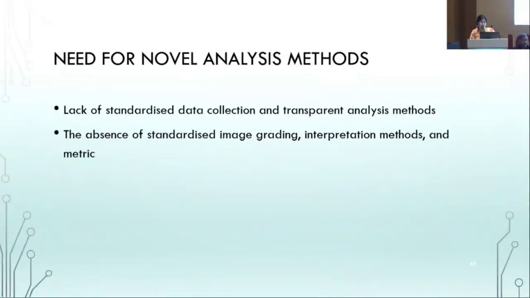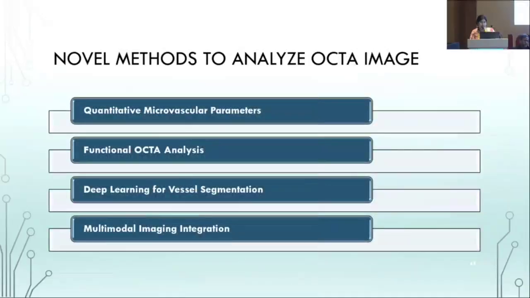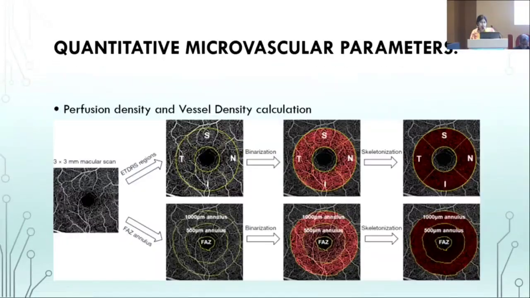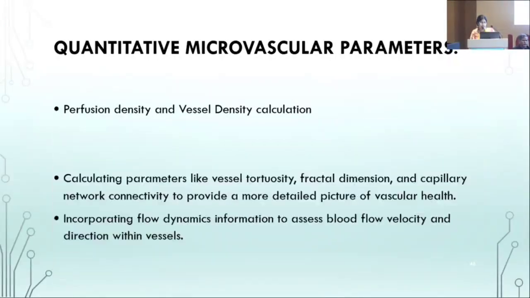The need for novel methods is the lack of standardization of data collection and transparent analysis methods, and the absence of standardized image grading, interpretation methods, and metrics. The novel methods are quantitative microvascular parameters, functional OCTA analysis, deep learning for vessel segmentation, and multimodal imaging. The quantitative microvascular parameters include perfusion density and vessel density calculation, and calculating parameters like vessel tortuosity, fractal dimension, and capillary network.